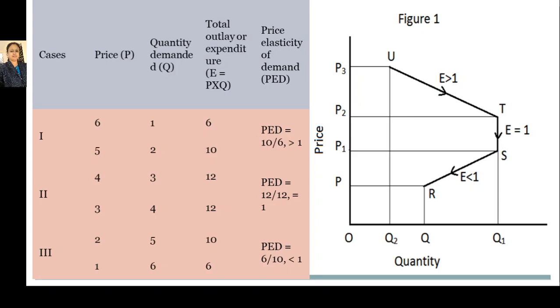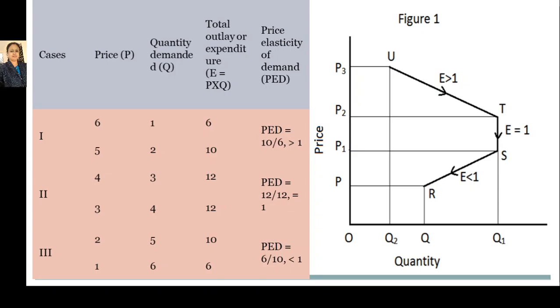In unitary elastic demand, with the change in price, there is no change in total expenditure. It can be seen clearly when price falls from P2 to P1. Quantity demanded remains at Q1, and elasticity of demand from T to S is equal, which is equal to unity.